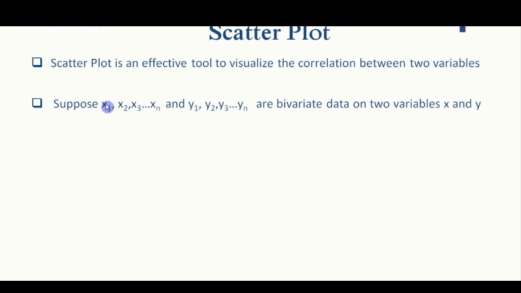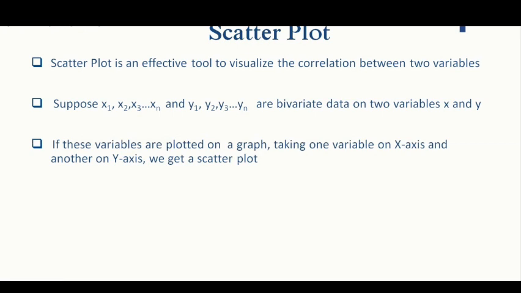So, you have measured the heights of these n people and the weights of those n people, and they are stored as y1, y2, yn. Obviously the data are in pairs. For the same person you have an x value and a y value. So, it is called bivariate data. x1, y1, x2, y2, x3, y3 and xn, yn are the bivariate data on two variables x and y.